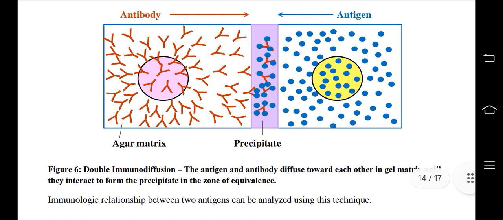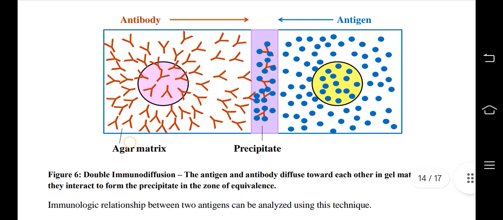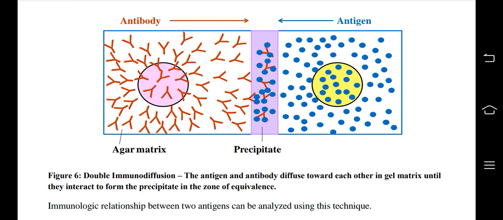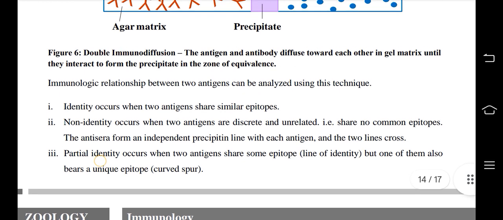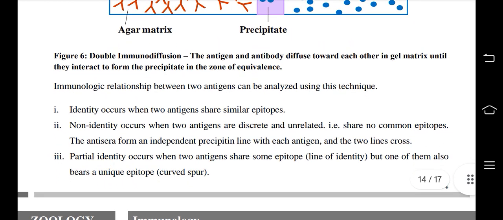Double immunodiffusion: the antigen and antibody diffuse towards each other in the gel matrix and they interact to form a precipitate in the zone of equivalence. Antibody travels to antigen, antigen travels towards antibody, and then in the equivalence region, precipitate is formed. The immunologic relationship between two antigens can be analyzed using this technique.